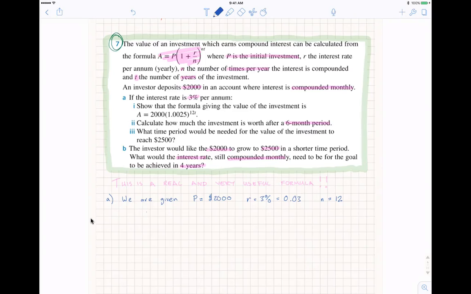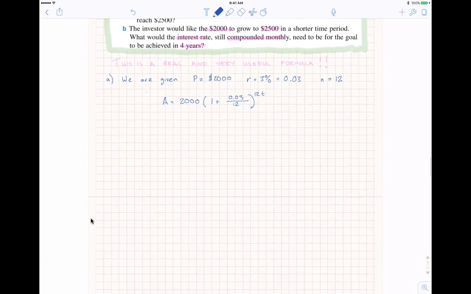If we substitute those into the formula, we end up with A equals 2,000 times 1 plus 0.03 over 12 to the power of 12t. If we evaluate that expression inside the brackets, we just get A equals 2,000 times 1.0025 to the power of 12t. And that's what they asked us to prove.